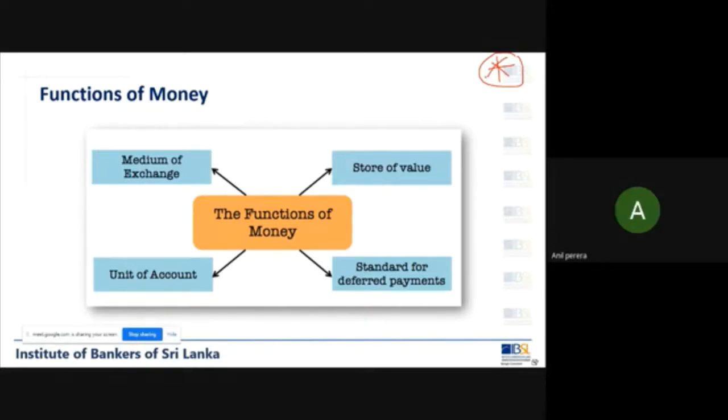Part B, cryptocurrency. Cryptocurrency means basically digital money. Which function can be fulfilled using cryptocurrency?